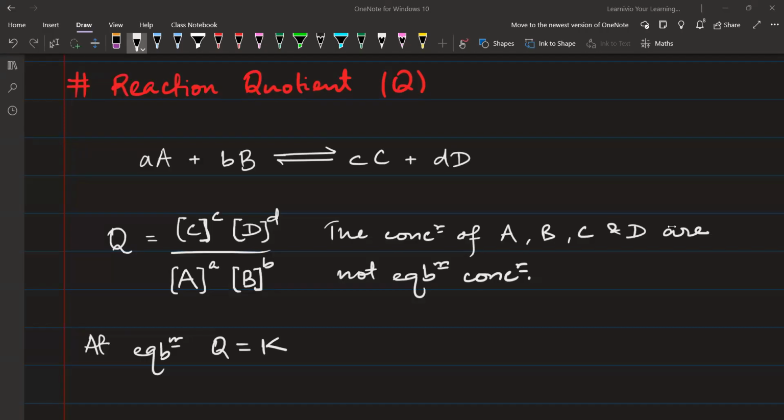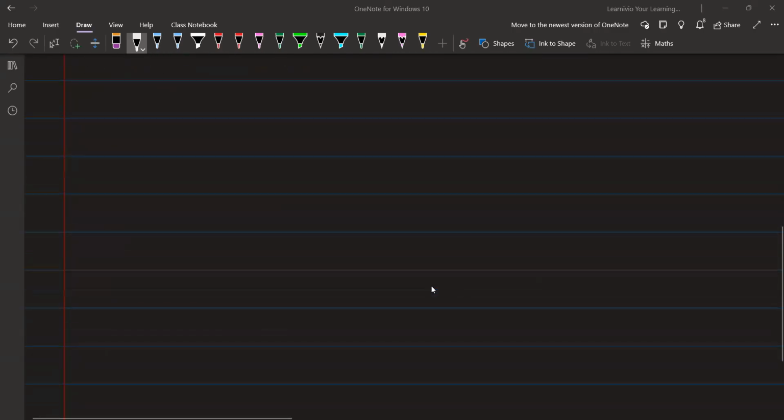Please listen carefully, slowly, and understand properly. There is no need to hurry. Try to understand. Fine. There are two things. Q: when the reaction is still happening, the concentrations are still changing, then we say concentration of product upon reactant is Q. When the equilibrium has been achieved, what is the definition of equilibrium? Nothing is happening. The concentrations are not changing. That is equilibrium. Now let us see.